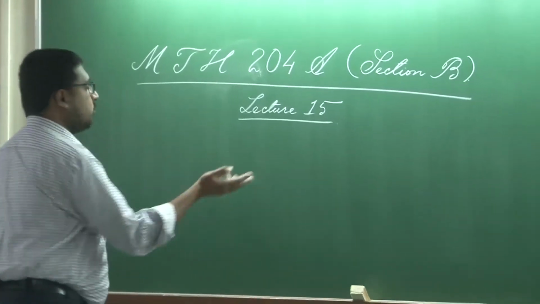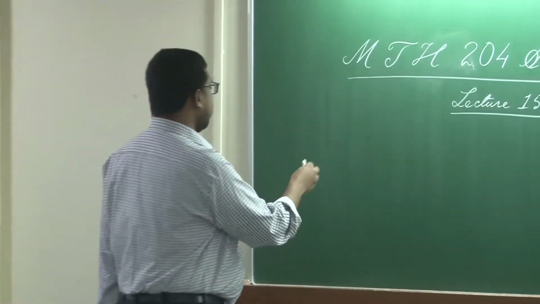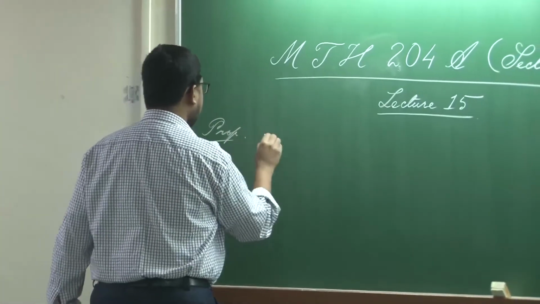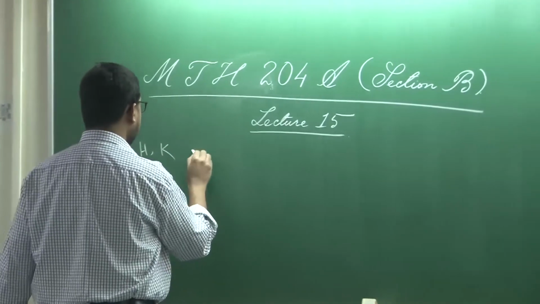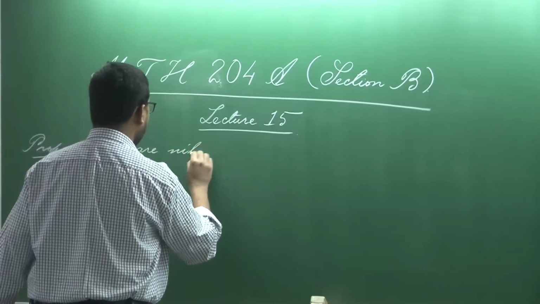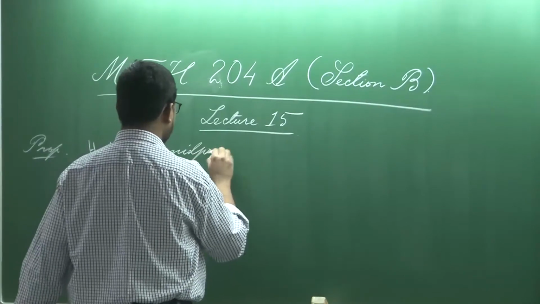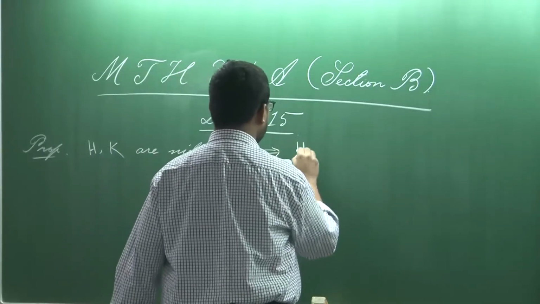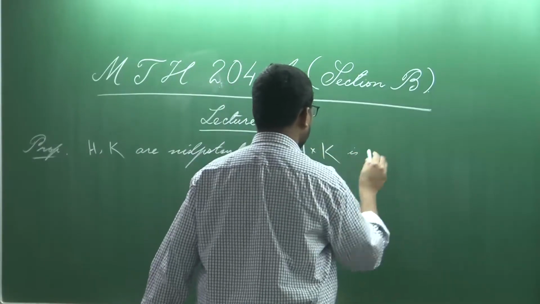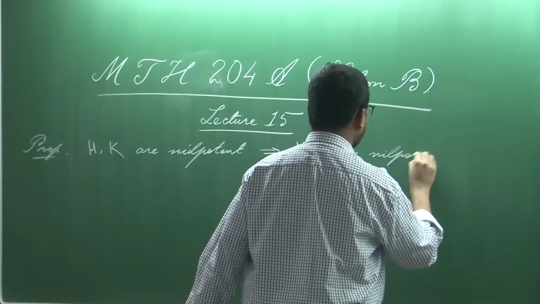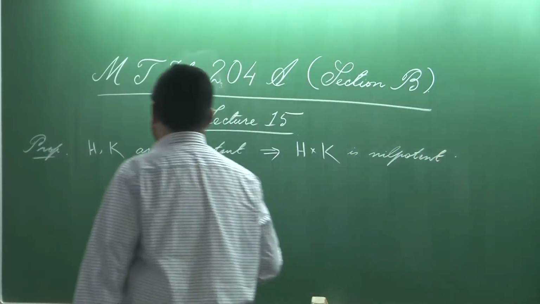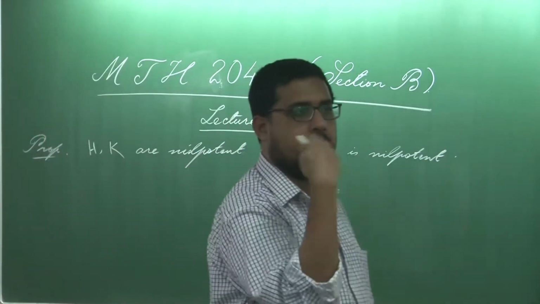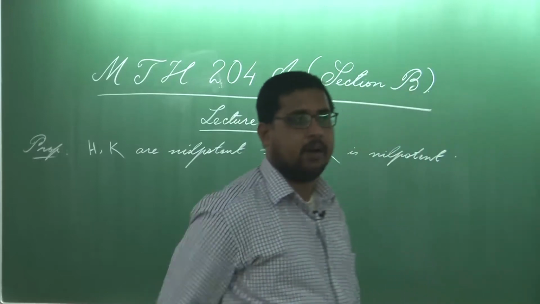So, to begin with, let me first prove the easier side. Let me prove the following. Suppose H and K are two nilpotent groups, then so is their direct product. And once you can prove it for two groups, then by induction you can extend that for any finite collection of nilpotent groups.